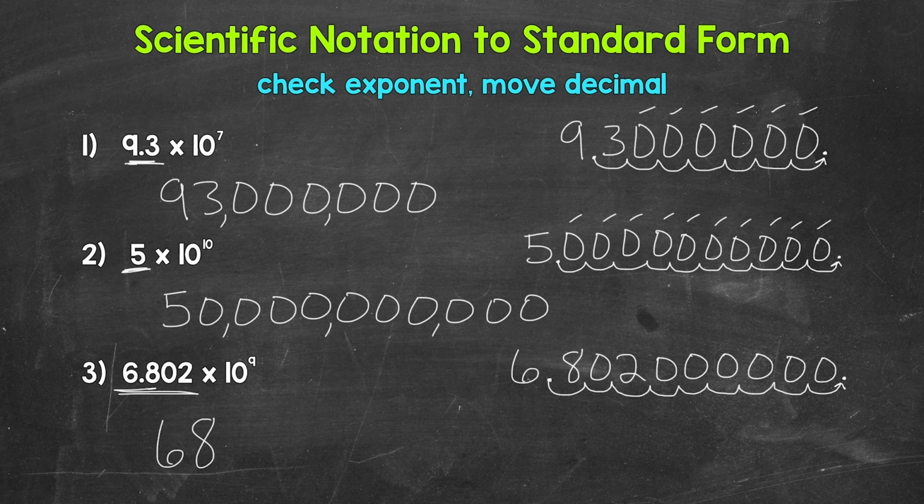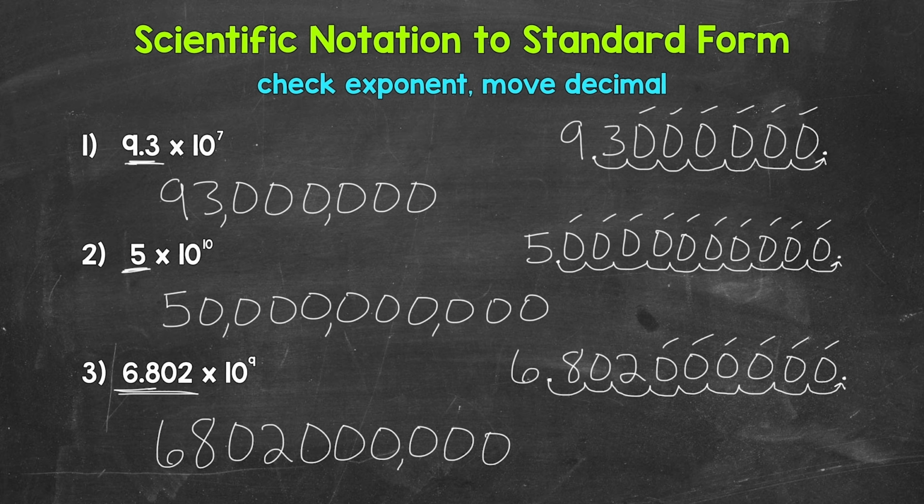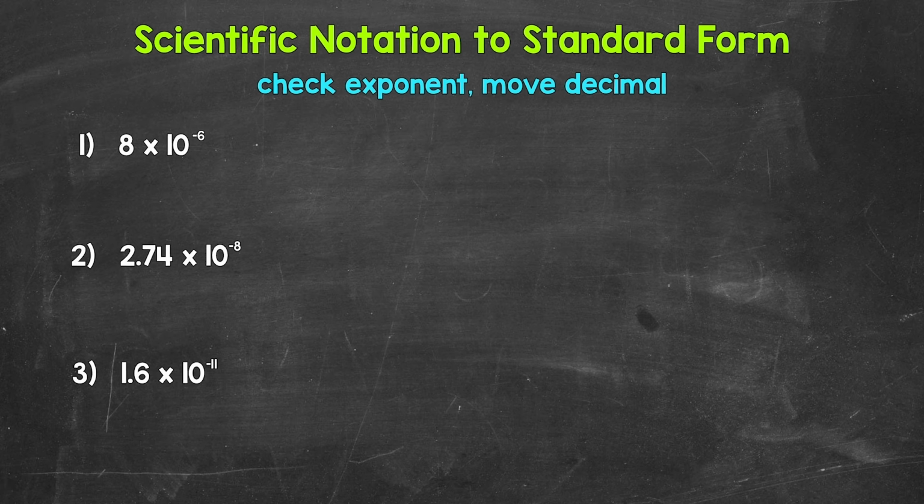But let's rewrite this. We have 6.802 and then 6 zeros. Then we can put in the commas. So a comma right here, and right here. So 6,802,000,000. So there's our positive exponent examples. Let's move on to our negative exponent examples.